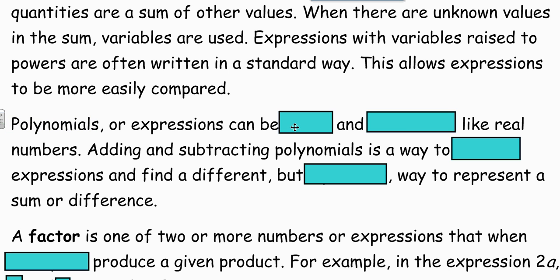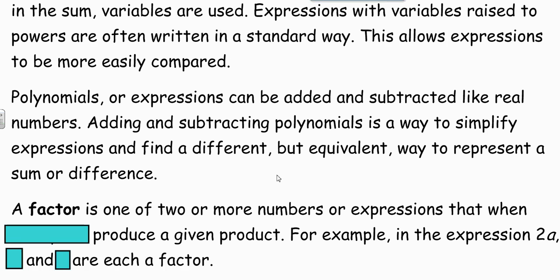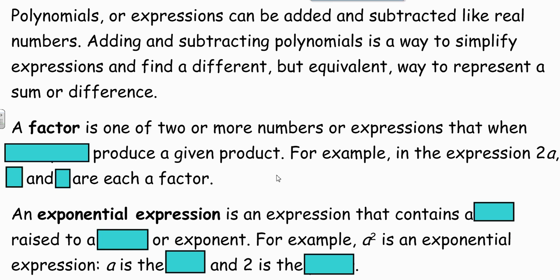Polynomials, or expressions, can be added and subtracted like real numbers. Adding and subtracting polynomials is a way to simplify expressions and find a different but equivalent way to represent a sum or difference. A factor is one of two or more numbers or expressions that when multiplied produce a given product. For example, in the expression 2a, 2 and a are each a factor.